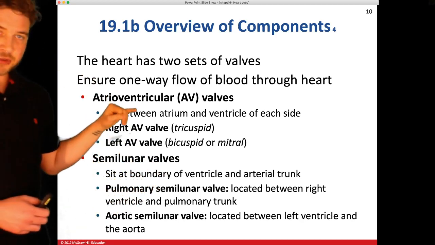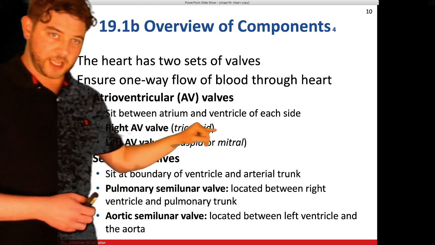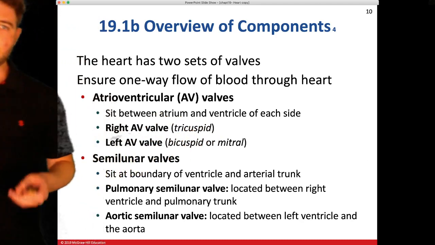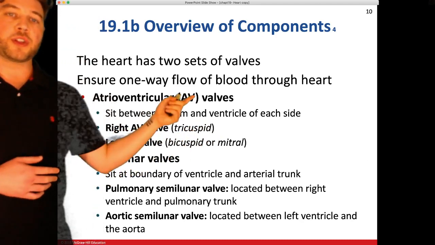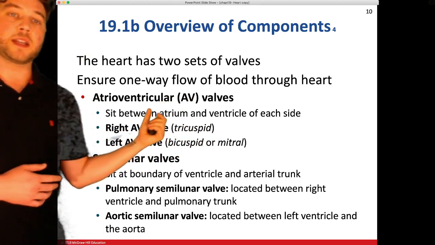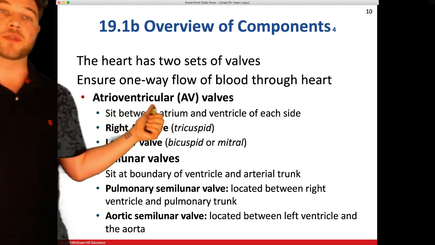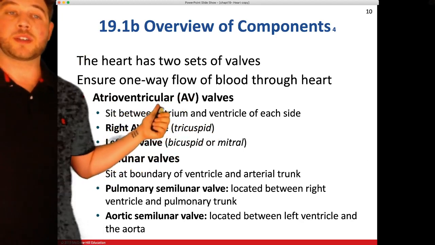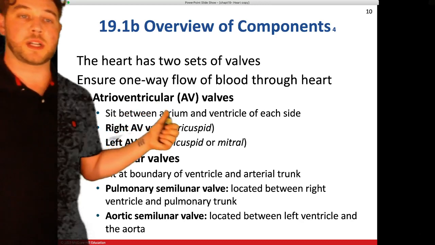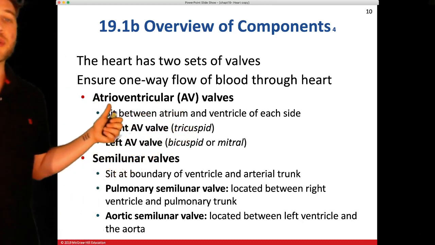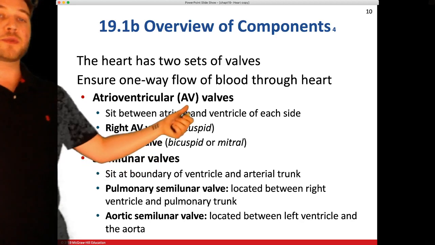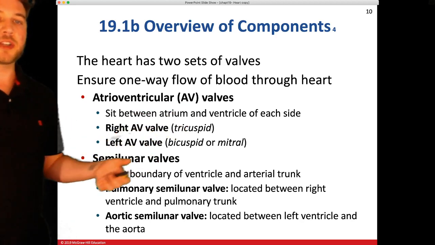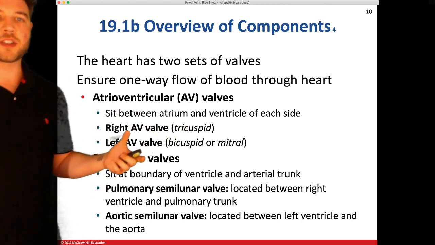The AV valves, the atrioventricular valves, sit between the atria and the ventricles of each side. If you only learn the abbreviation here, you may at some point forget that it stands for atrioventricular, and if you do, then you are going to be missing big hints for where these valves are. So remember that this is the atrioventricular valve. If you use AV, that's totally fine. I'm okay with that abbreviation, but just remember which ones they actually are.